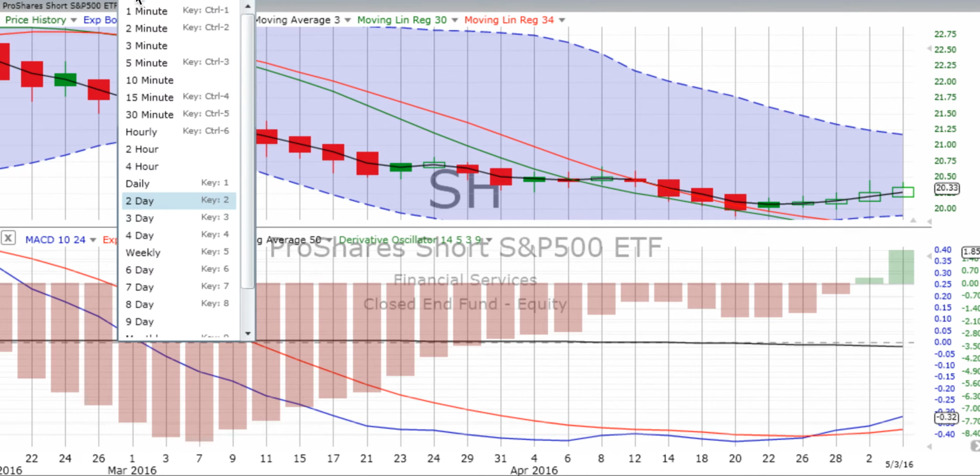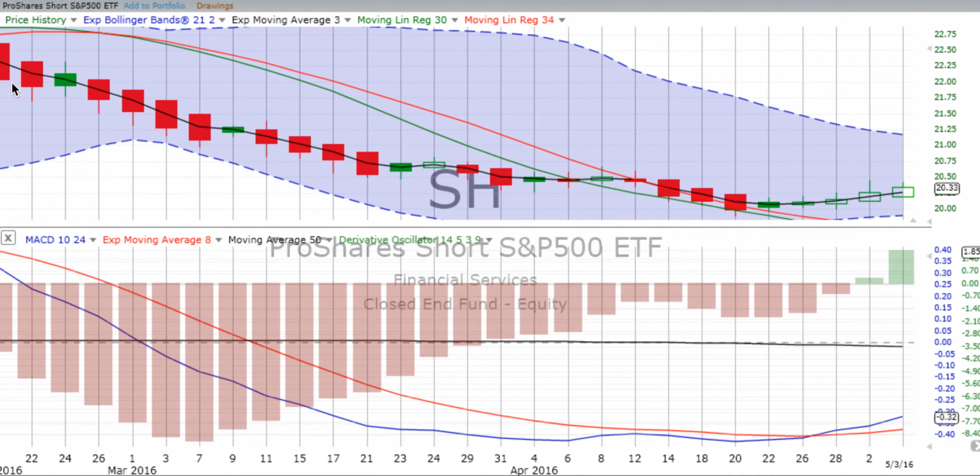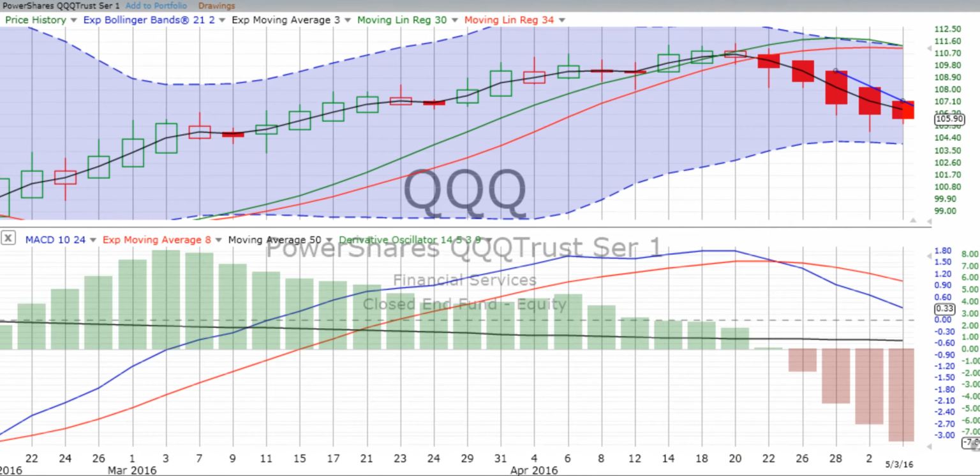Now, we're going to go back to our charts. We're going to get away from this short chart and go to the Qs. Again, the Qs has an inverse called QID, a double inverse on the Qs. As the Qs goes down, we're seeing strong down movement, 5 two-day down candles, with a crossover actually a couple of days before the NASDAQ 100 crossed over. That is what the Qs is.